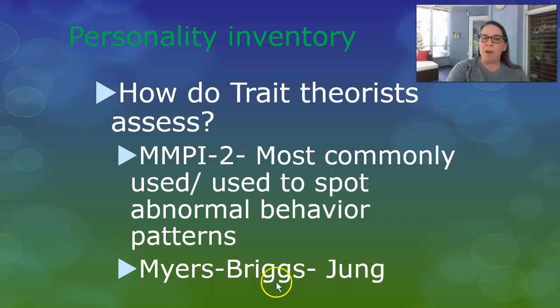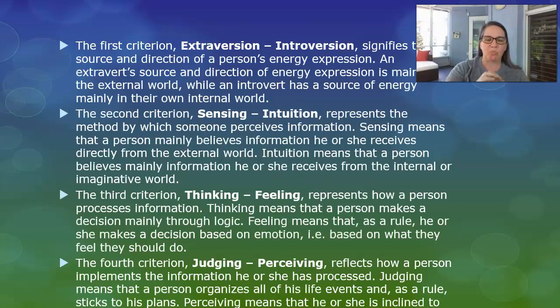There is also a Myers-Briggs test, and again, we're going to take a version of this, which was developed by Carl Jung. Remember him from the Neo-Freudians. On our Myers-Briggs, the first criterion is extroversion or introversion, the source and direction of a person's energy expression. An extrovert's source of energy expression is mainly the external world, other people, while an introvert has a source of energy in their internal world, doing things solo and alone.